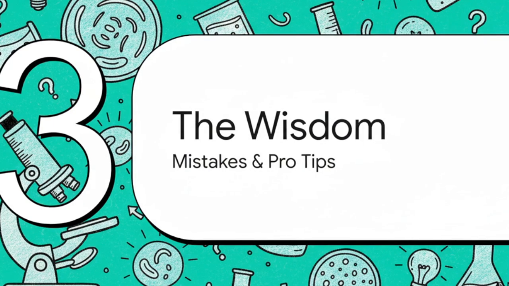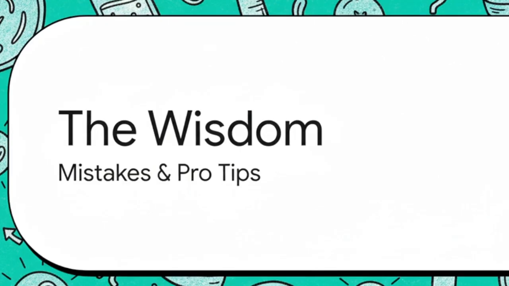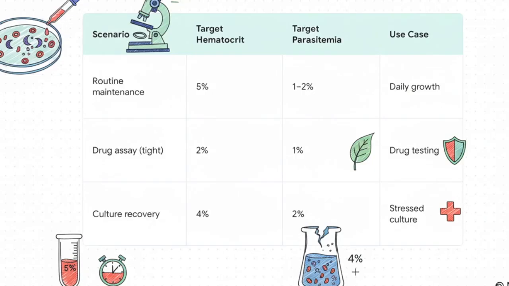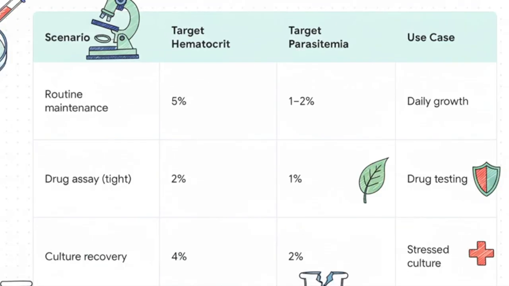Okay, we've crunched the numbers. Now let's boil all this down into some real hard-won wisdom straight from the bench. These are the pro tips and the common mistakes that can literally make or break your experiments. So this table is like your ultimate cheat sheet. Seriously, go ahead and screenshot this. It's perfect for your lab notebook. It lays out the standard numbers for the most common situations so you can stop guessing. So 5% for routine stuff, 2% for those precise assays, 4% for a rescue. Simple as that.